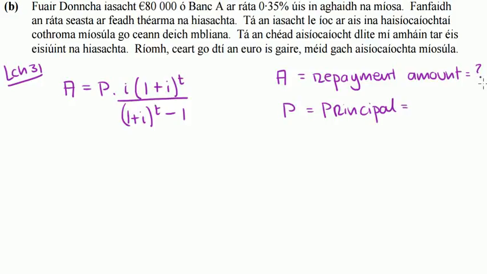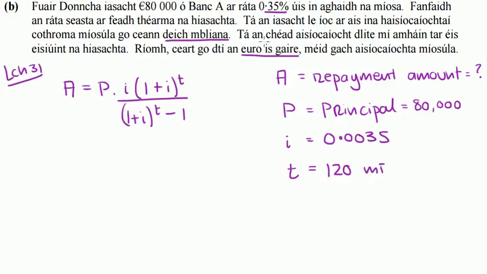So we're looking for A, and we know that P is equal to 80,000. Before we put everything into the formula, we're just going to identify what we're actually using. As I said, A we're looking for, P is 80,000, I is equal to our monthly rate as a decimal, so 0.0035, getting that from here, and T is our time in months. So if we want the monthly repayment amount, we need to use our time in months as well. So 10 years, so we have 120 months. Just watching out for other things like we have to leave our answer correct to the nearest euro.